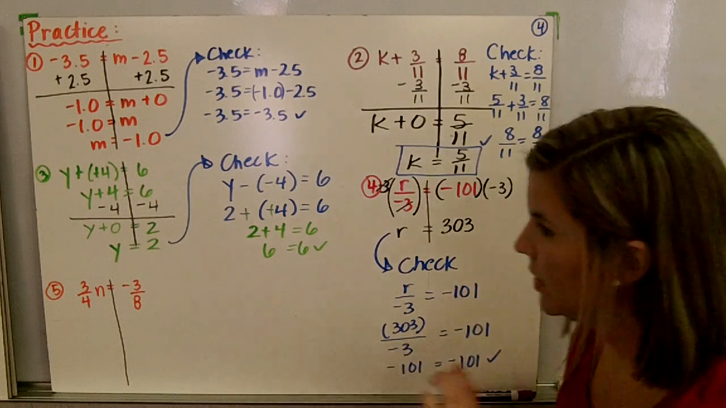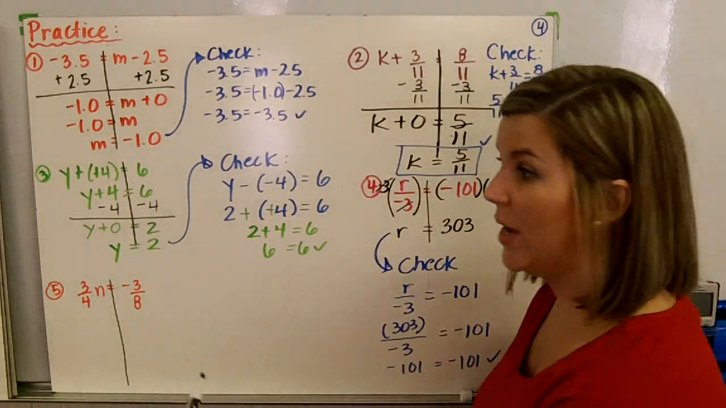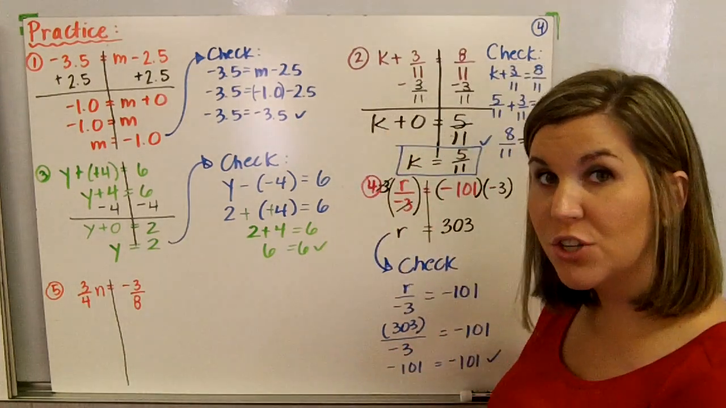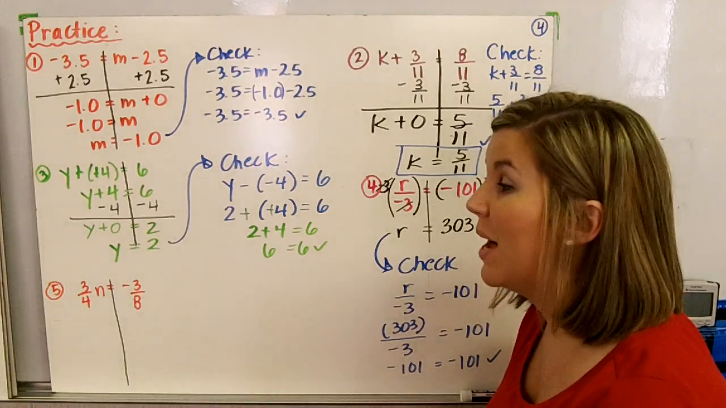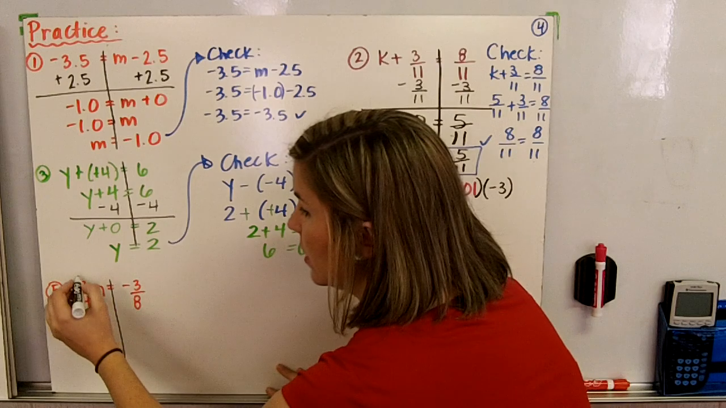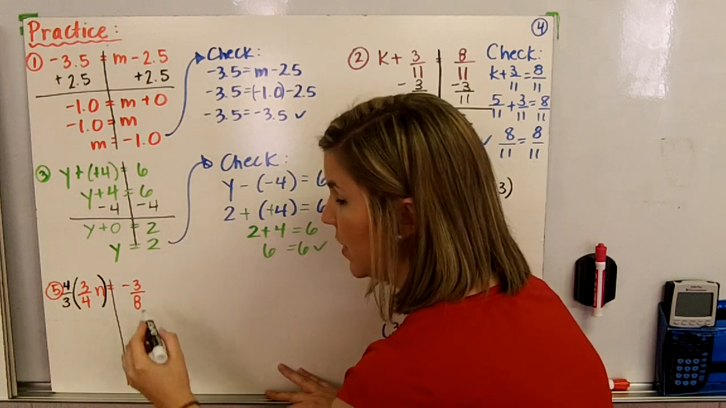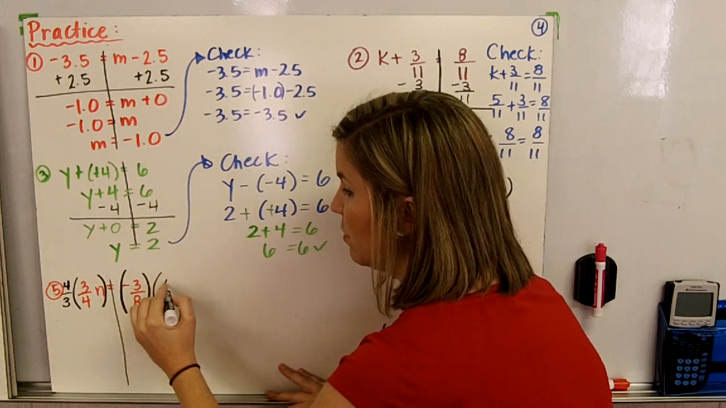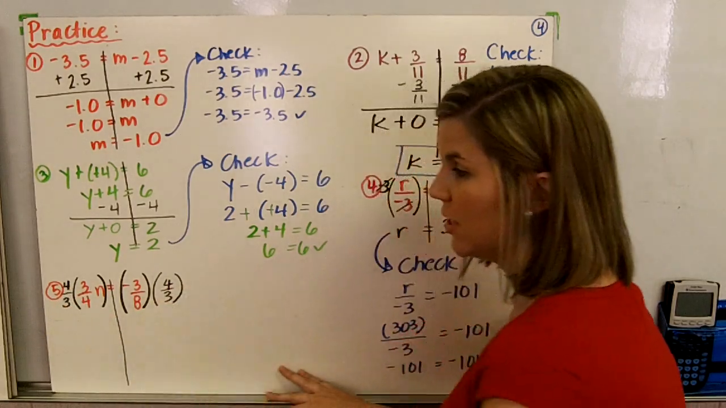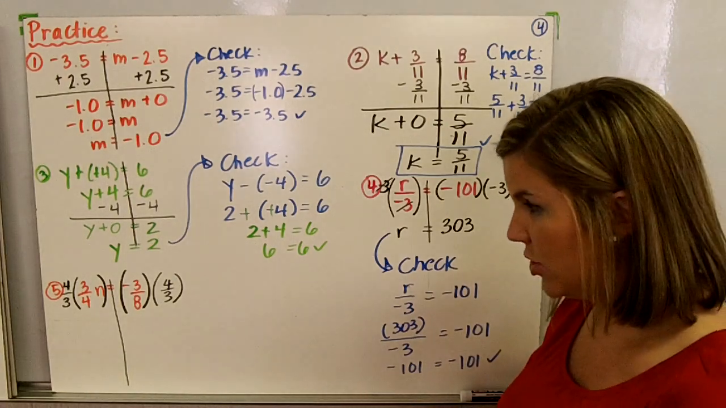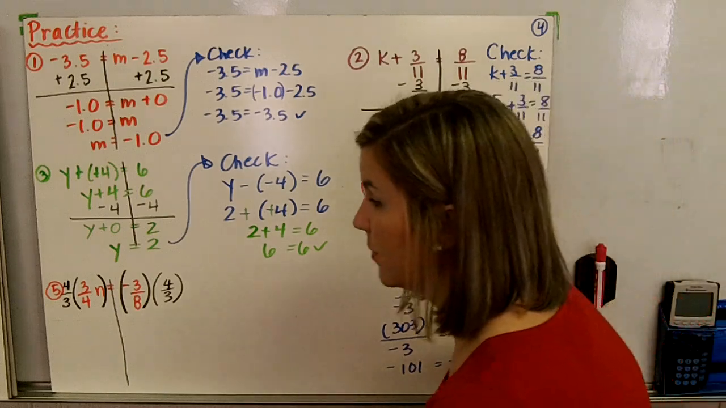And our last problem. 3/4 n equals -3/8. So we have a fraction times our variable. To undo this fraction, because it's multiplied by our variable, we're going to multiply by the reciprocal. So the reciprocal of 3/4 is 4/3. You just flip it and you do the same thing to both sides of the equation. So I multiplied by 4/3 on the left side of the equation. I multiplied by 4/3 on the right side of the equation. 4/3 times 3/4 is just 1.